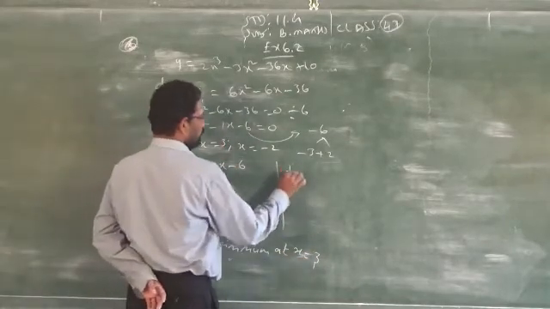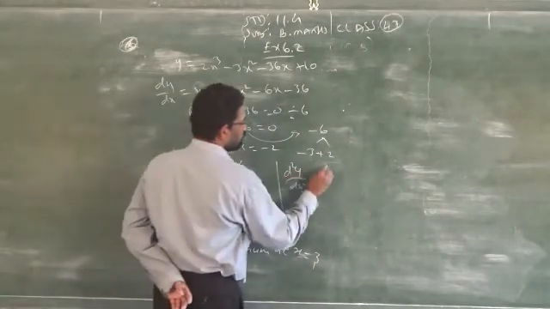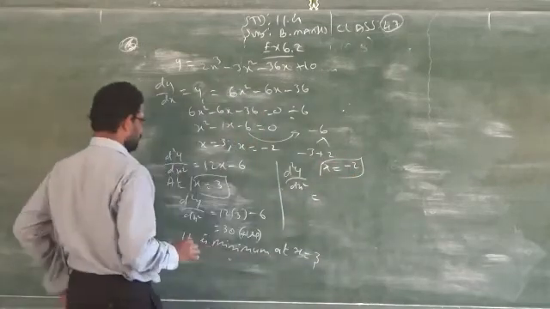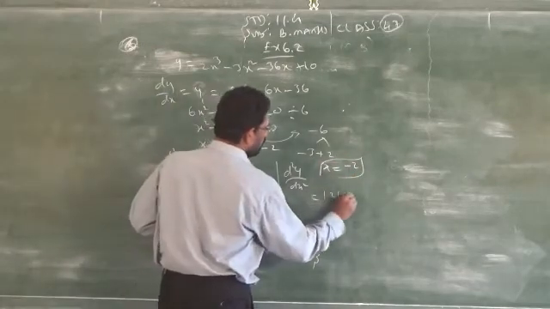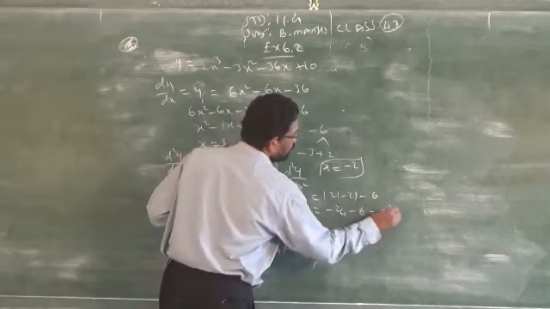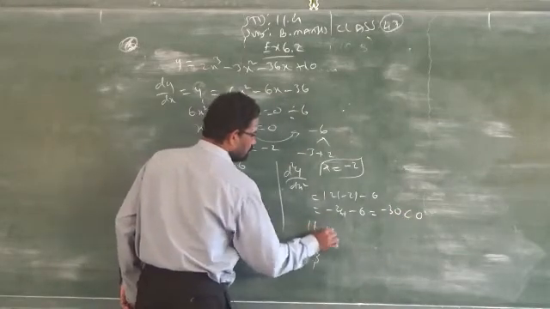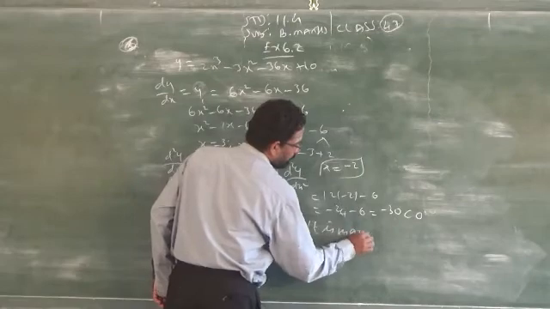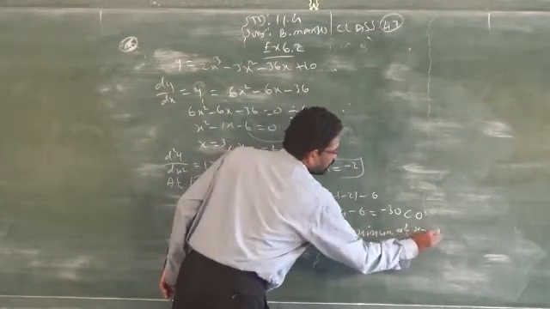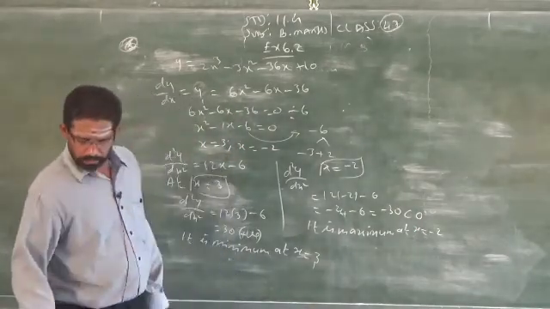So now again you have to substitute the other point, x is equal to minus 2. In the second order, you will get 12 times minus 2 minus 6, that is minus 24 minus 6, which will give you minus 30, less than 0. Therefore, it is maximum at x is equal to minus 2. Clear?